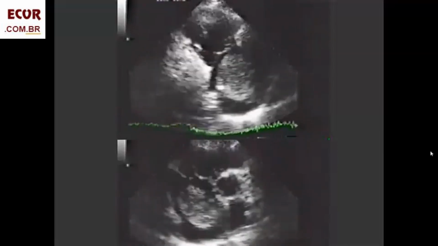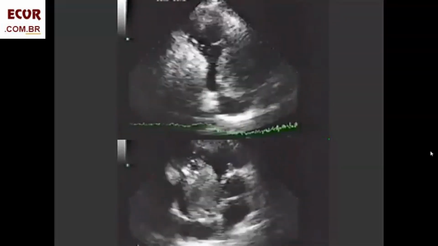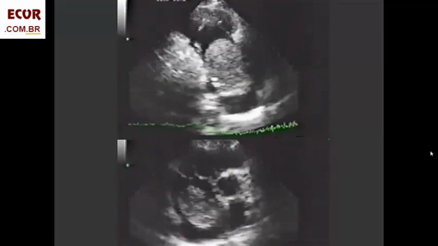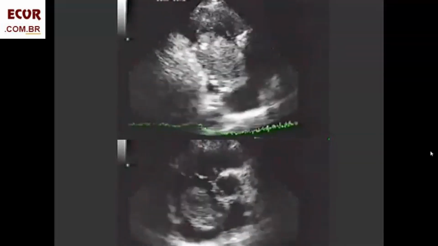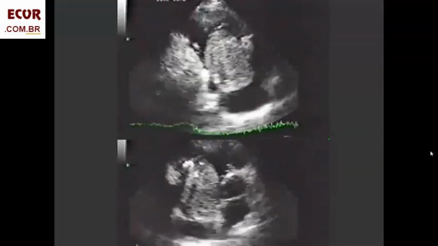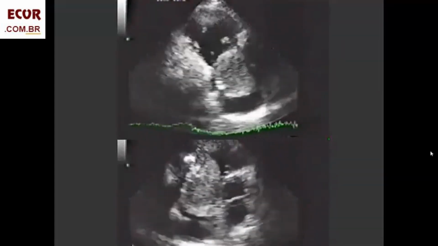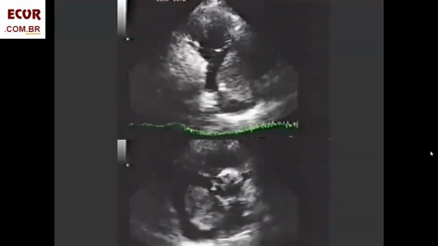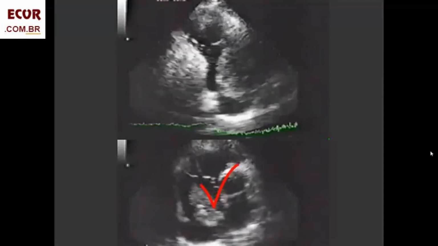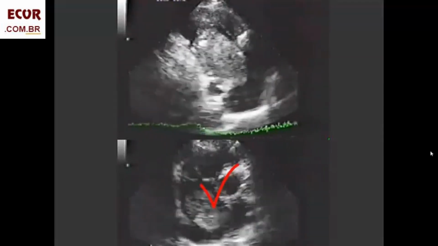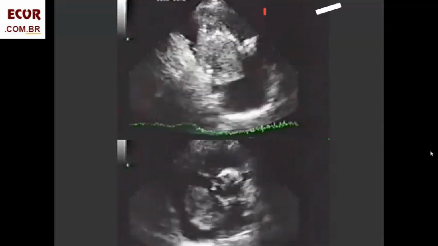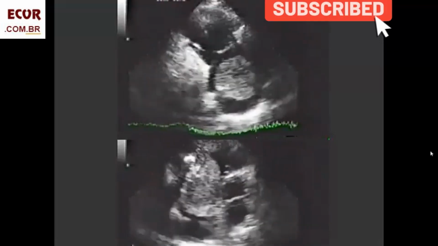It has the same characteristics as noted when in the left atrium. It's mobile. During diastole, it goes through the tricuspid valve toward the right ventricle. During systole, it's sent back to the right atrium. It's pediculate, and most of all, attached to the interatrial septum, what characterizes it as a myxoma.